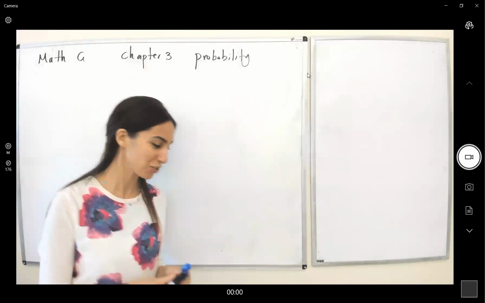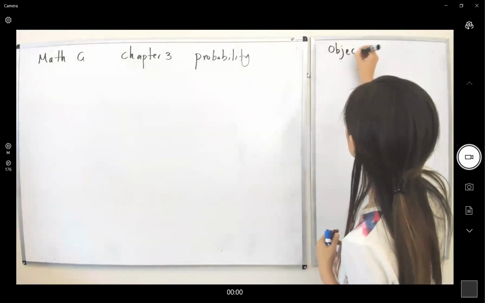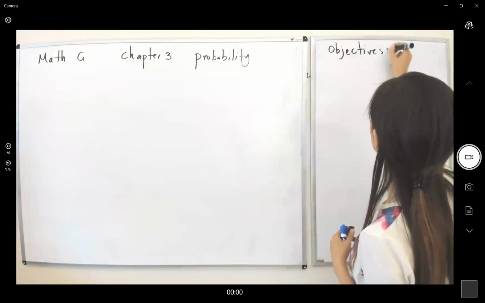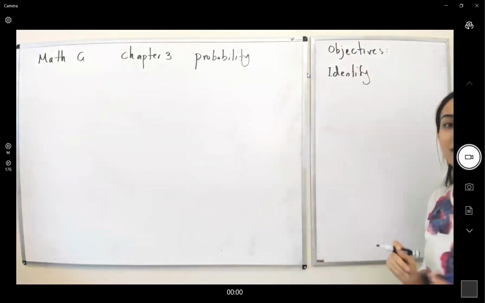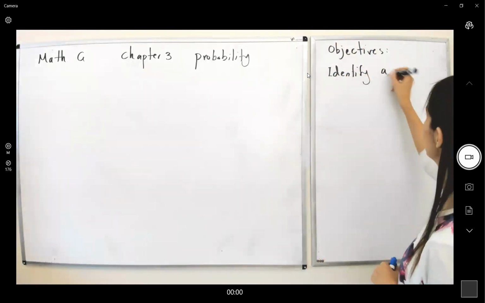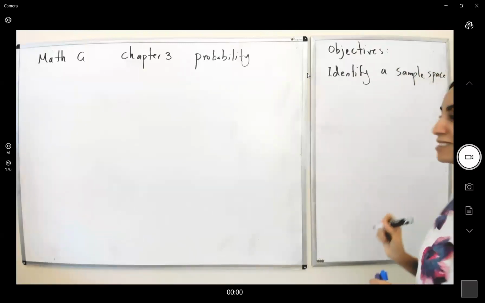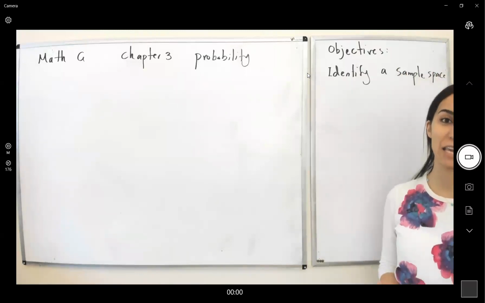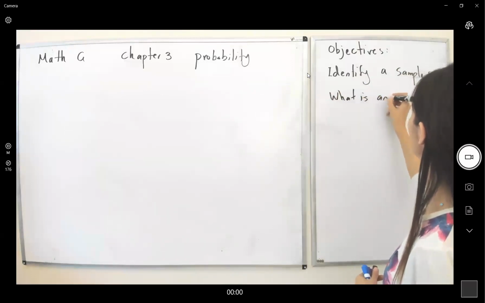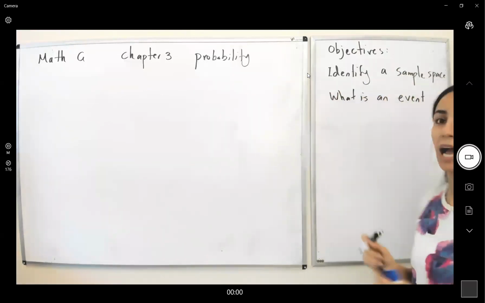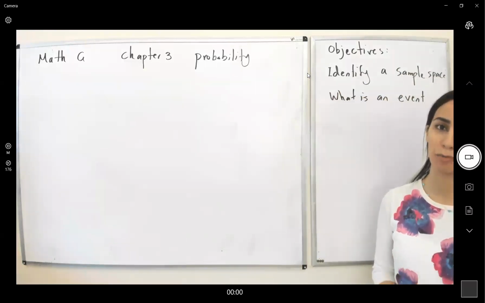First of all, we're going to learn how to identify a sample space, understand what an event is, and finally, learn how to calculate simple probabilities.